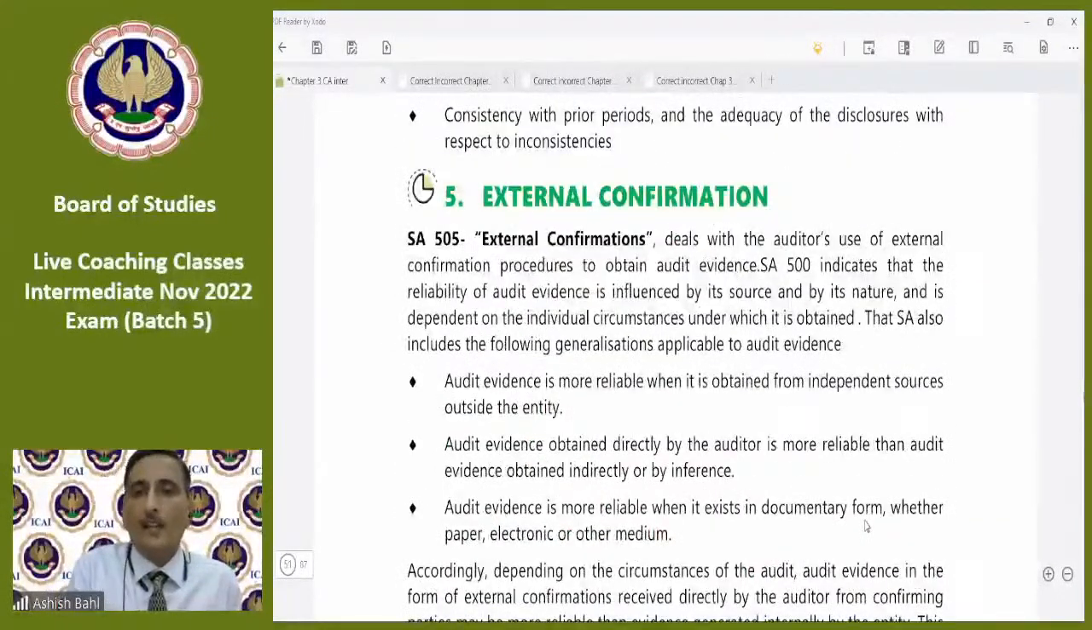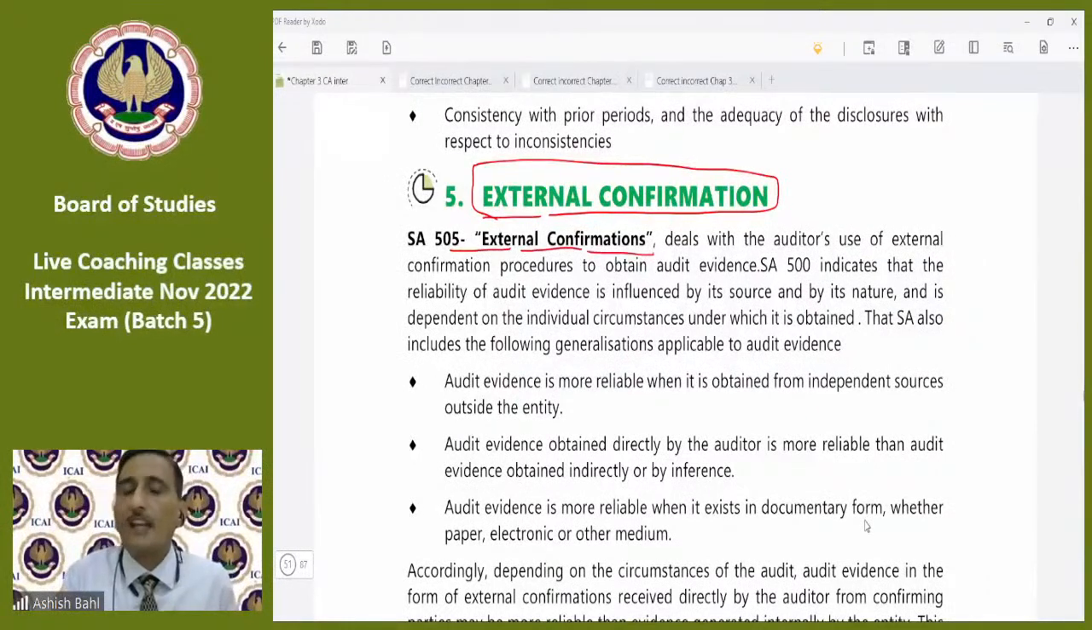Now students, we are starting SA 505 related to confirmation. There is a standard on auditing on external confirmation which deals with many things, which deal with how these confirmations are to be designed and which defines many terms. Okay, so what are positive confirmations, what are negative confirmations?